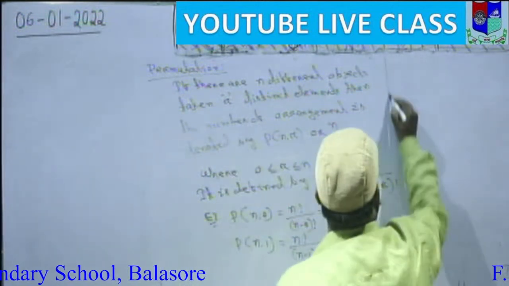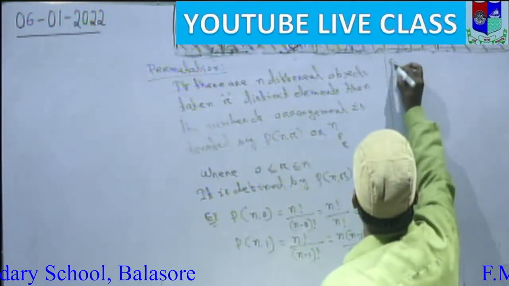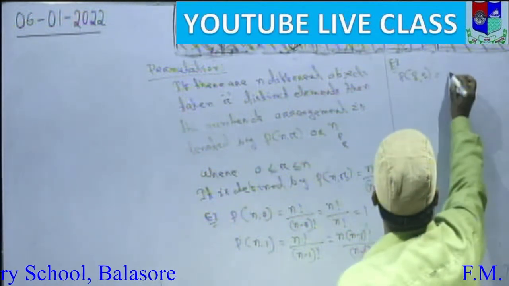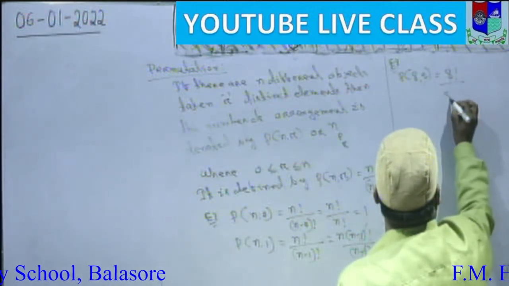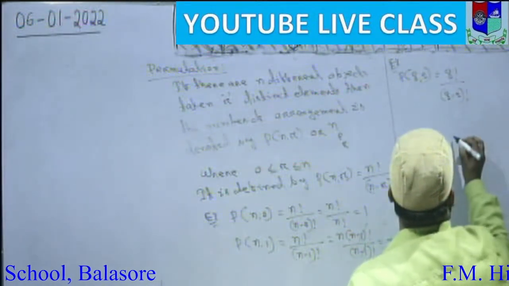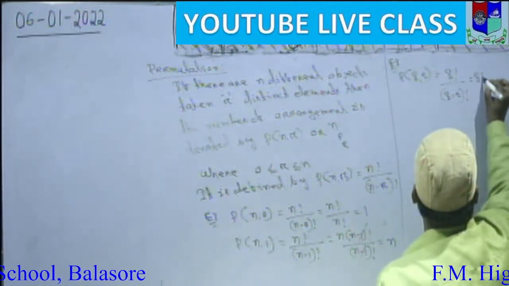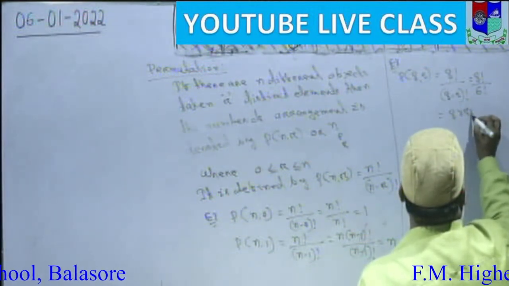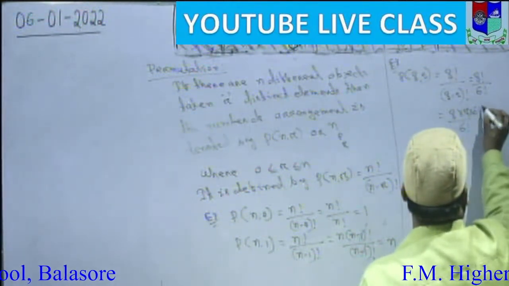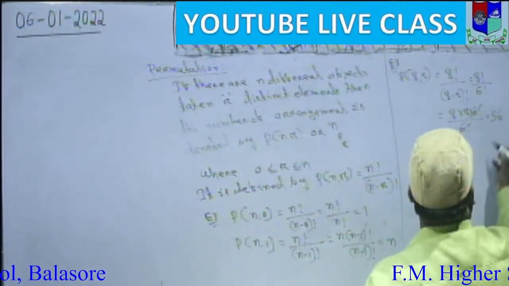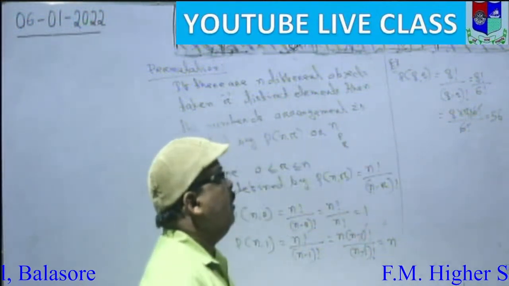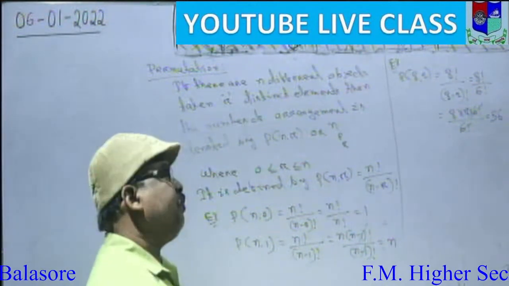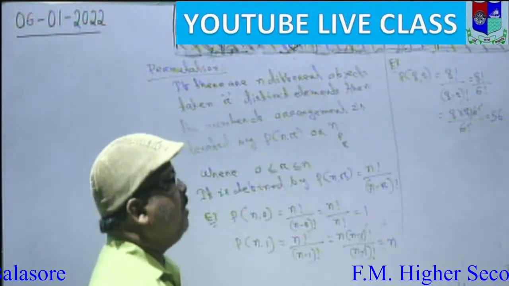Similarly, another example, P82. This is 8 factorial by 8 minus 2 factorial. So the answer is 8 factorial by 6 factorial means 8 into 7 into 6 factorial. Reduce, cancel, that is 56. So the number of arrangements of two objects from 8 is 56.